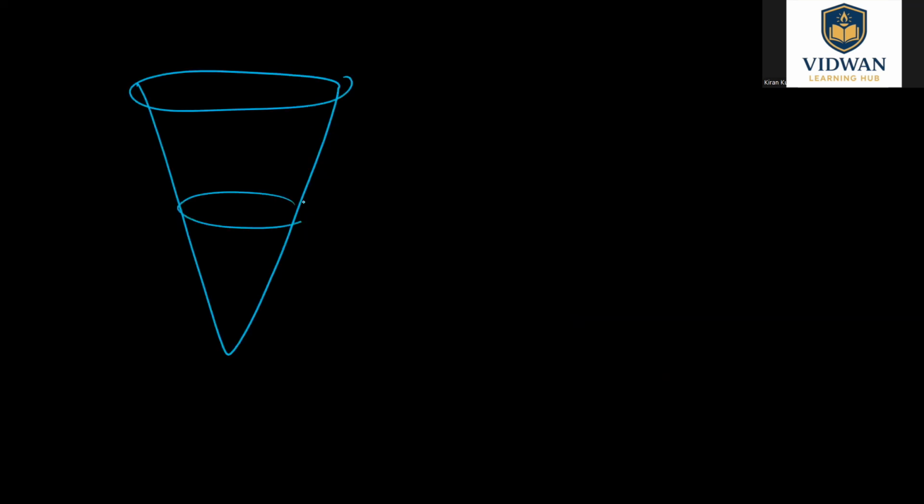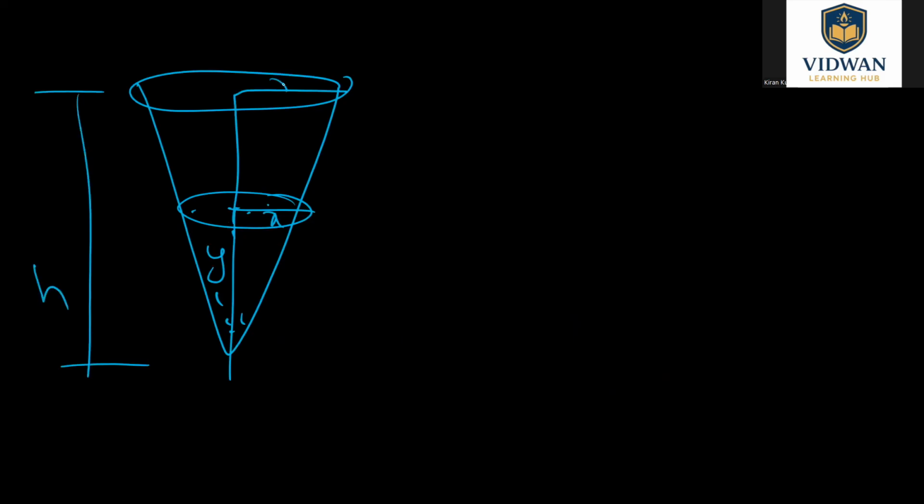So if water is filled till here, and this is y and this is x. So the height of the cone is suppose h and this radius is r. So from similar triangles, you know that the small triangle and the big triangle are similar. So x by r is y by h. We did this in the first question already.